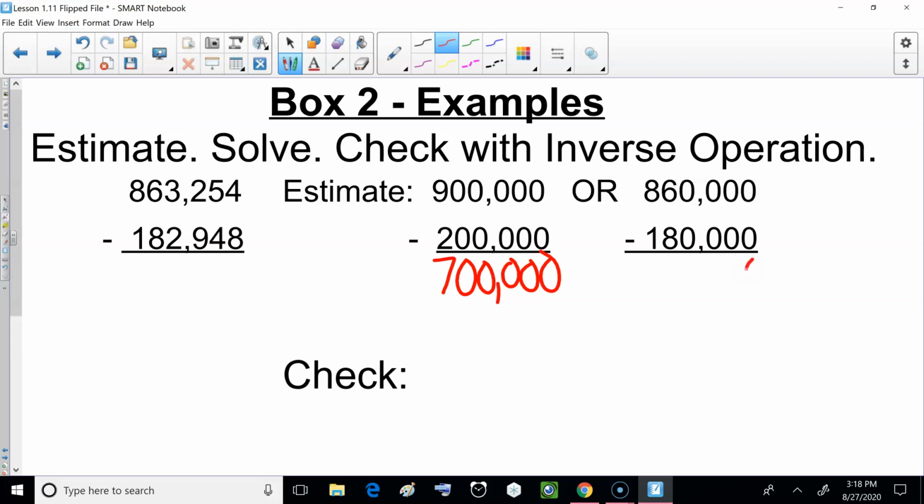180,000. So we have 0, 0, 0, 0. Go next door because there's more on the floor. 8 and 6. So notice these numbers are relatively close, but we know that this one's probably giving me a more accurate estimate. So our estimating is done now. Let's go to the solve.